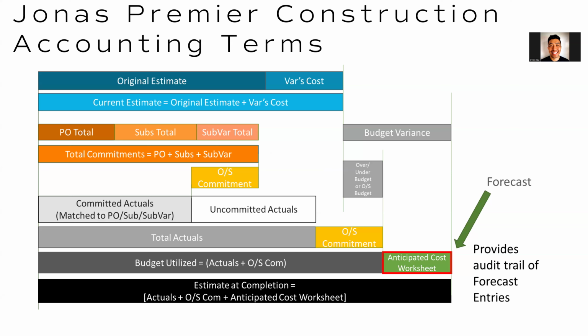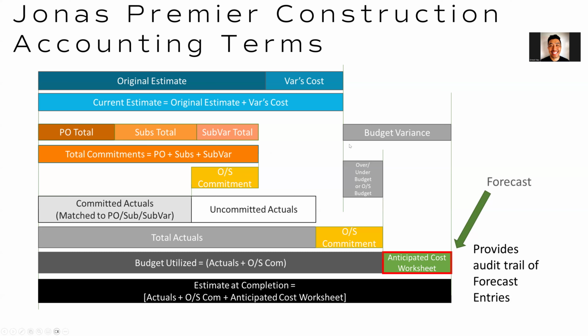If you take your committed actuals and your uncommitted actuals and add them together, you have your total actuals. That's what Premiere calls total actuals. And then if you take the total actuals and add that to the outstanding commitments, so stuff you haven't invoiced yet, then you have your budget utilized. That's how Premiere calculates budget utilized.